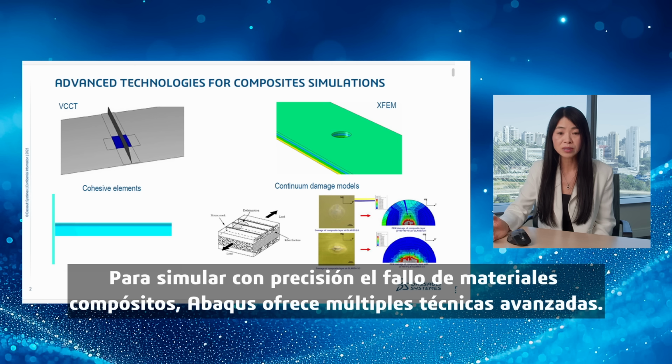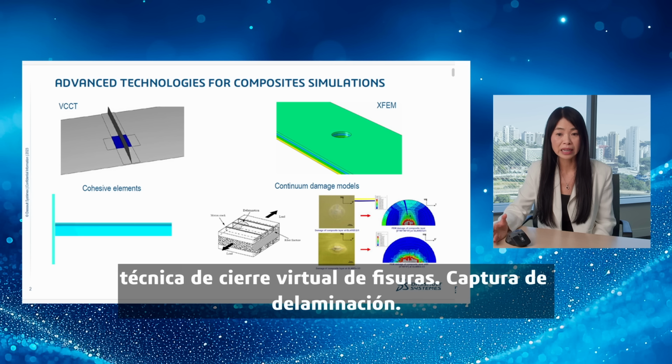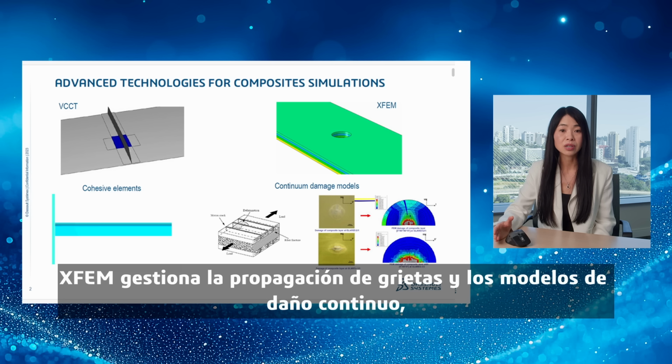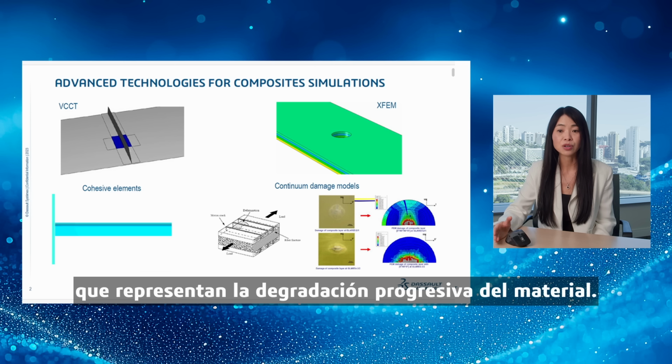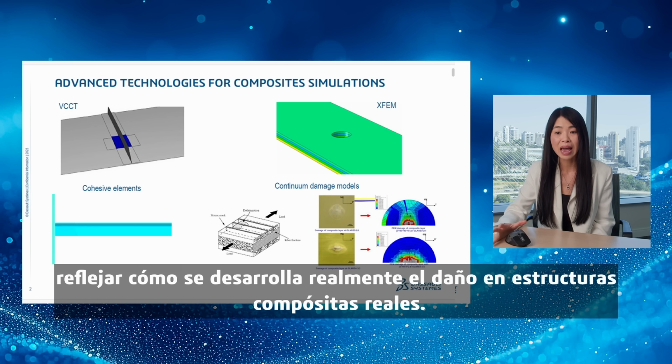To simulate composite failure accurately, Abaqus offers multiple advanced techniques. Cohesive elements and VCCT, which stands for virtual crack closure technique, capture delamination. XFEM handles crack propagation, and continuum damage models represent progressive material degradation. The power comes from combining these approaches to reflect how damage actually develops in real composite structures.